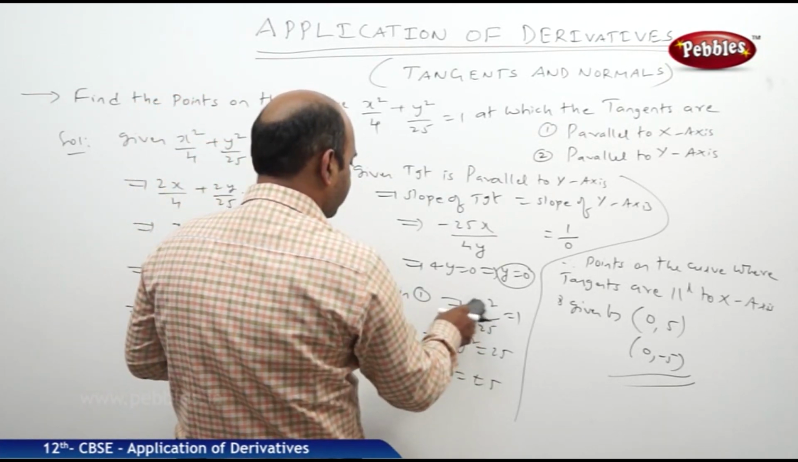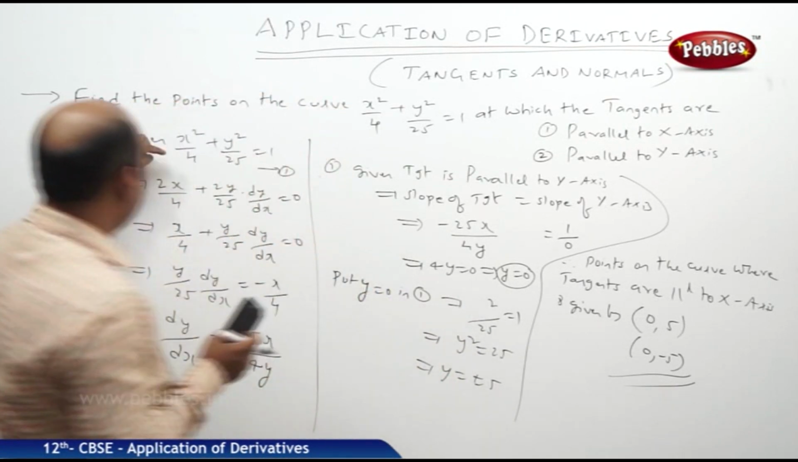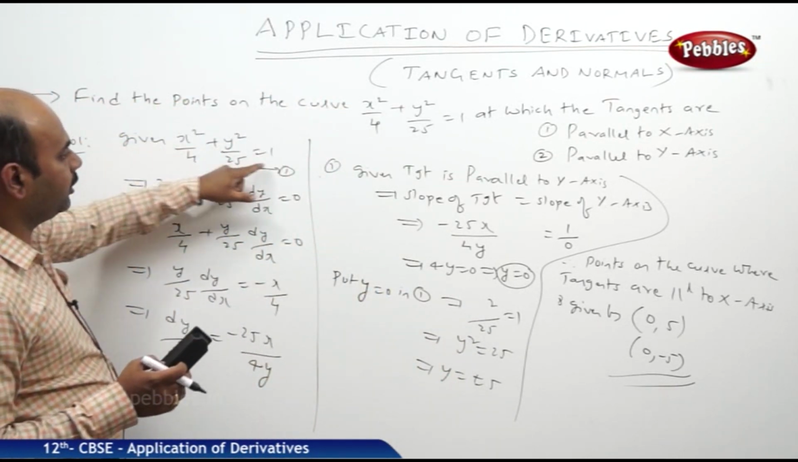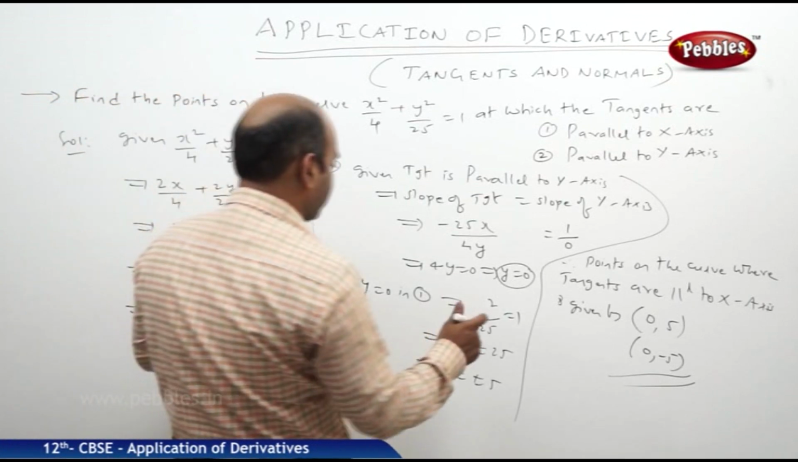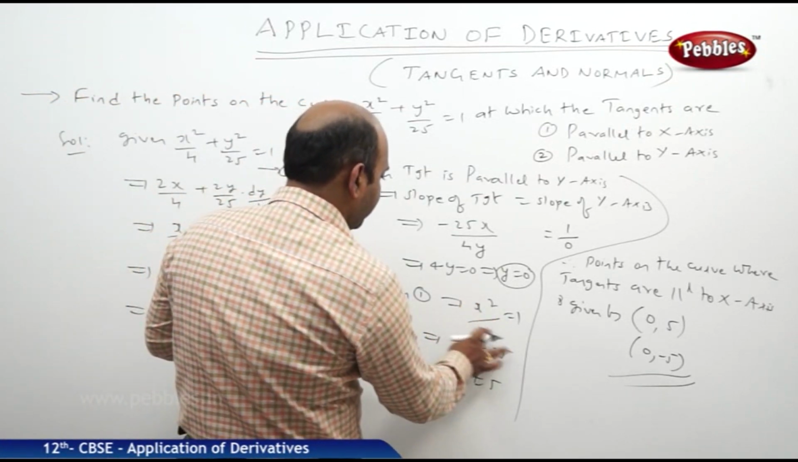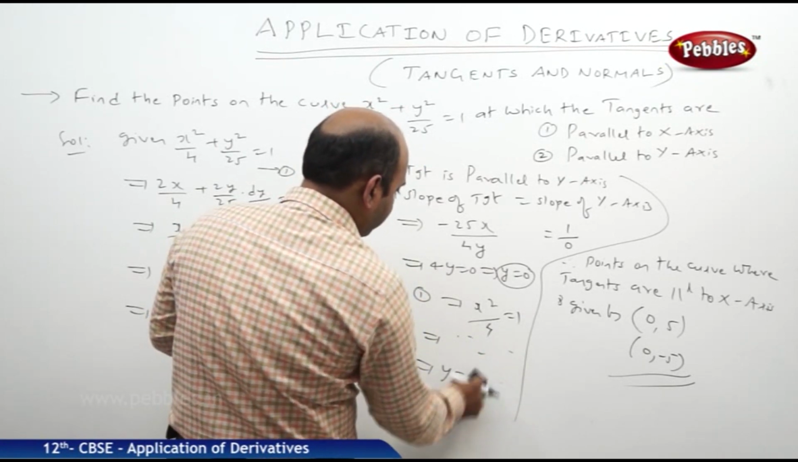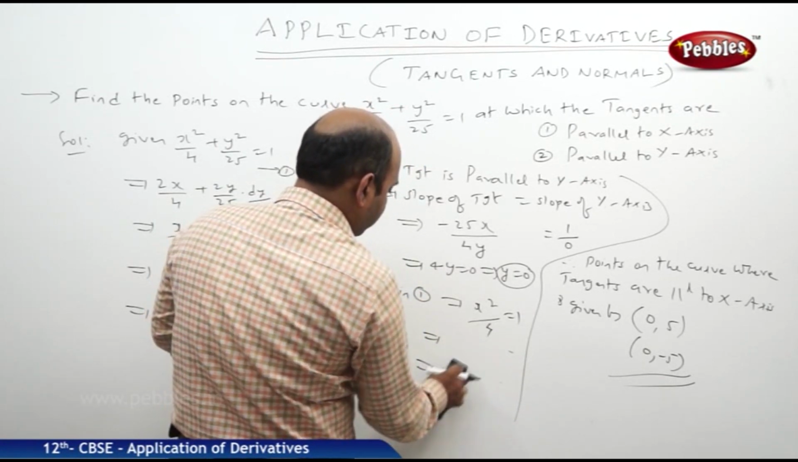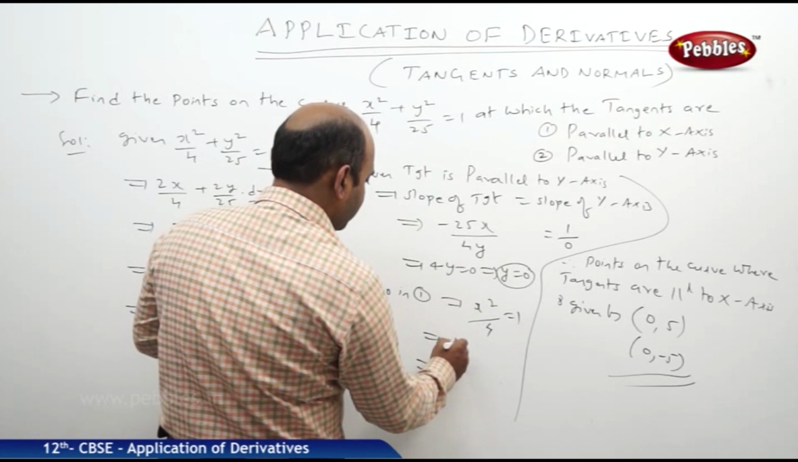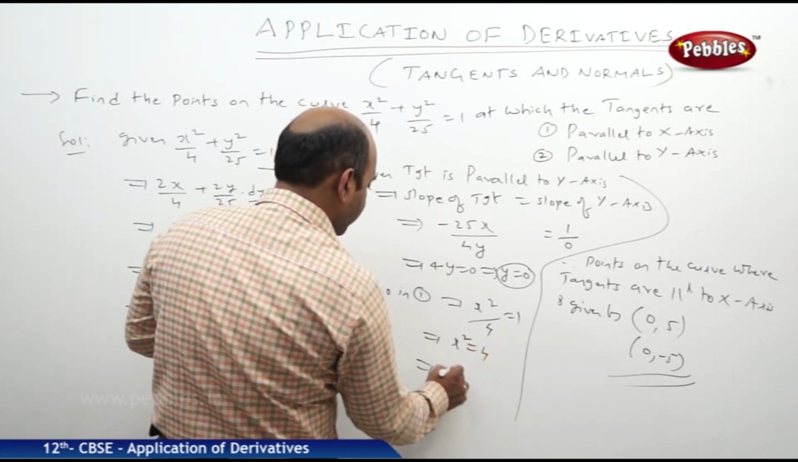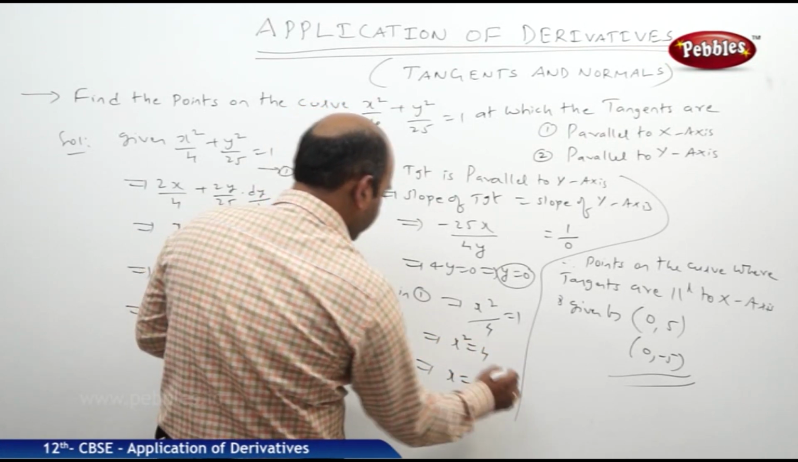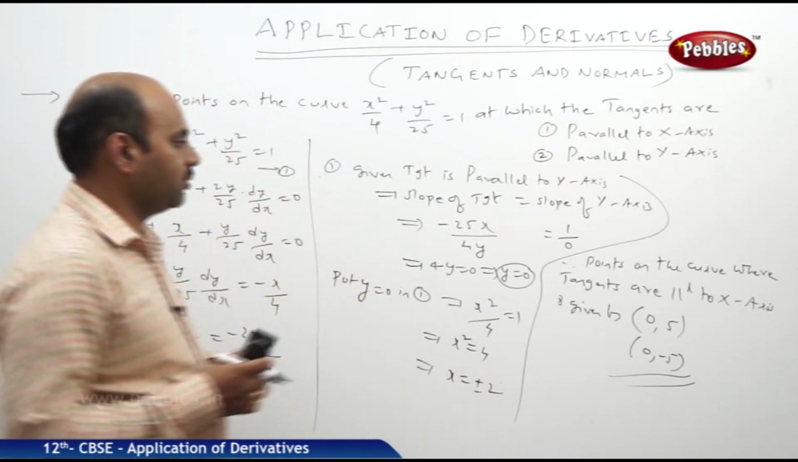If I put y equal to 0 in equation 1, then what happens? x square by 4 plus 0 by 25 equal to 1. So for us what remains? x square by 4 equal to 1. That means x square is equal to 4. x square is equal to 4 means what happens? x is equal to plus or minus 2.